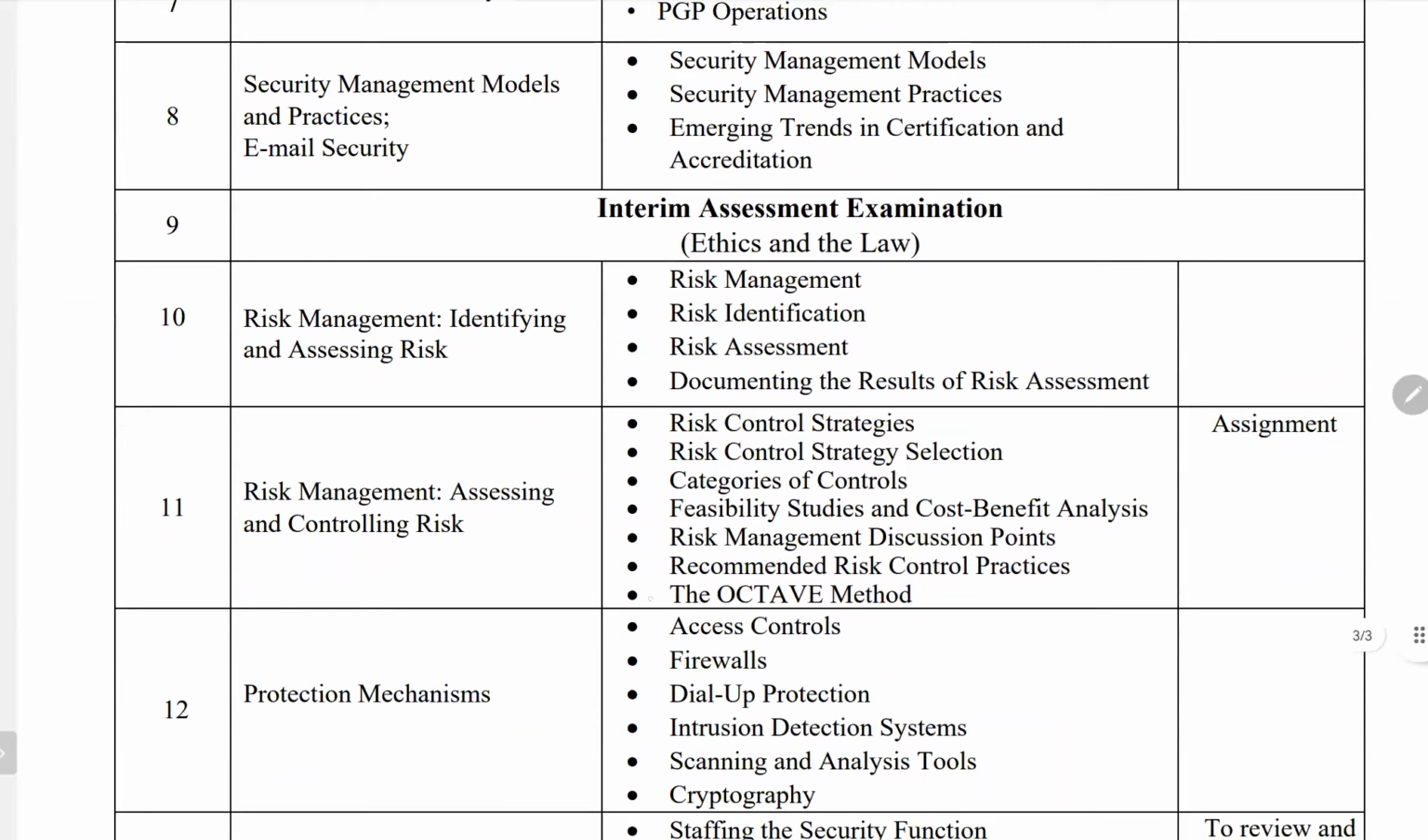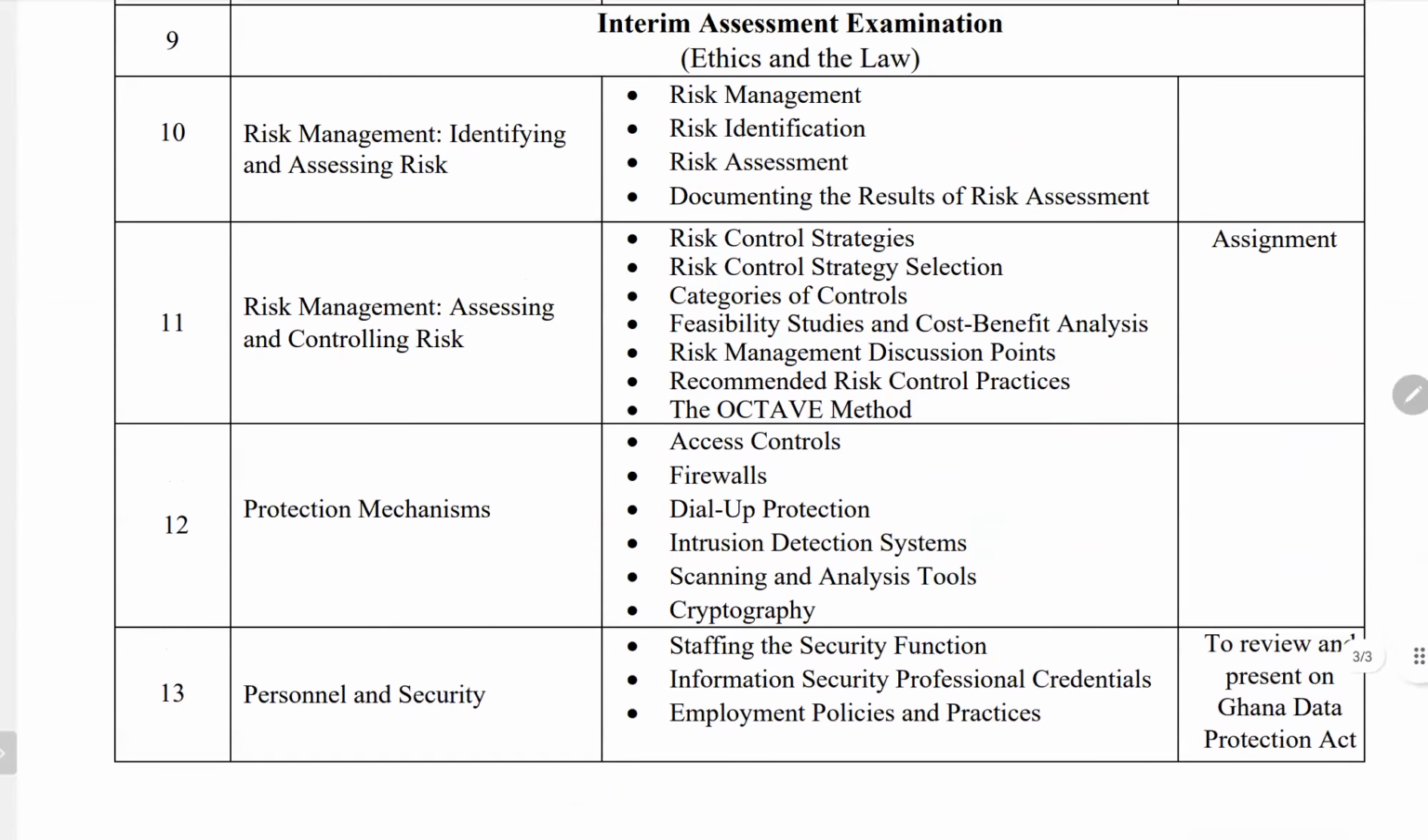We look at email security. And then we have risk management. We look at identifying and assessing risk. And then in week 11, we look at risk management by assessing and controlling risks.